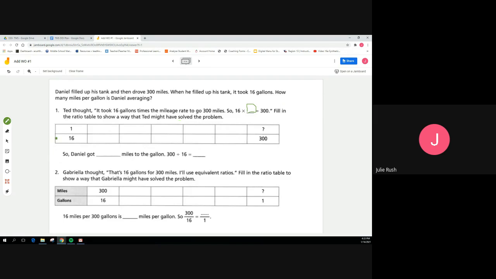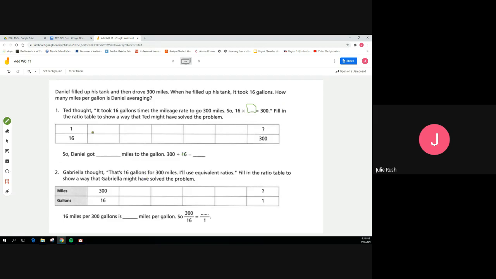Okay, so here's our rate right here, right? Here's our unit rate of 1, okay? And this is the 16 gallons, okay? And so we're going to go ahead and see when we get up to 300 what that makes our answer, okay?